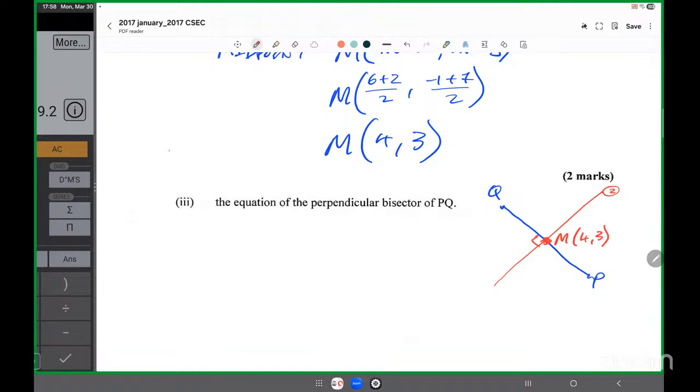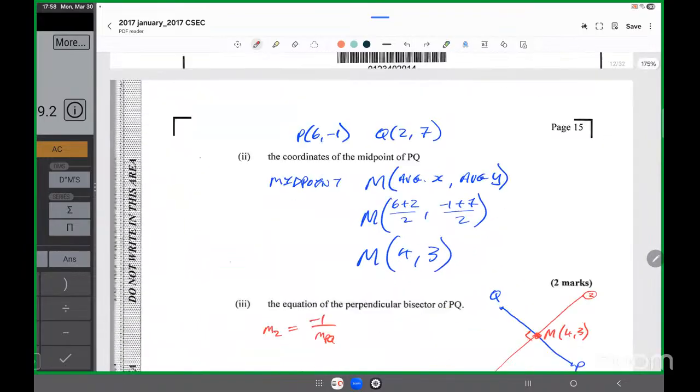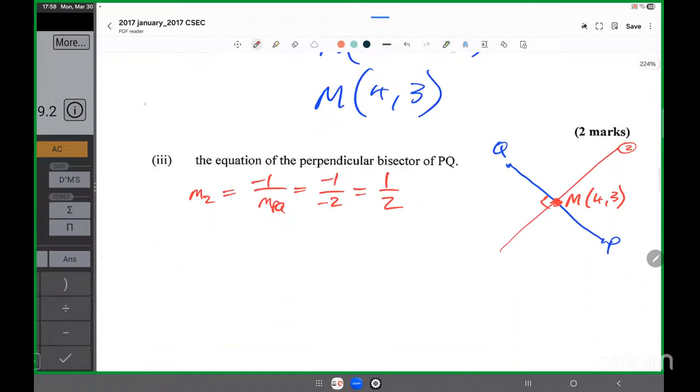Next thing we need is the gradient. It is perpendicular to the blue line, so it has a negative reciprocal gradient of the blue line. The gradient of line 2, the perpendicular bisector, is minus 1 over the gradient of PQ. Remember the gradient of PQ was negative 2, so I can put negative 2 under here. Or you can flip the negative 2 and change the sign. So it becomes negative 1 over negative 2. The negatives cancel, you get a half. Understand that: the red line has gradient a half.